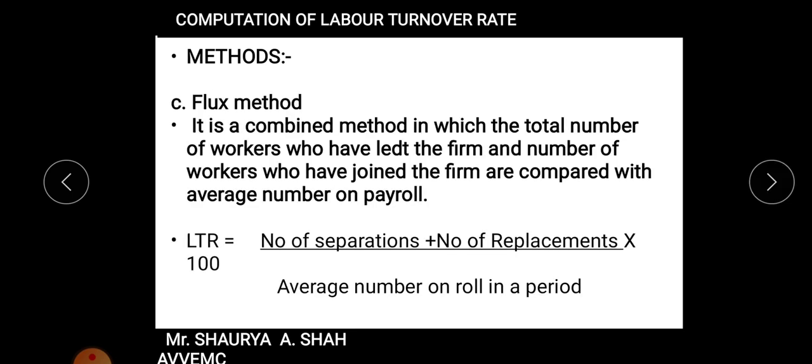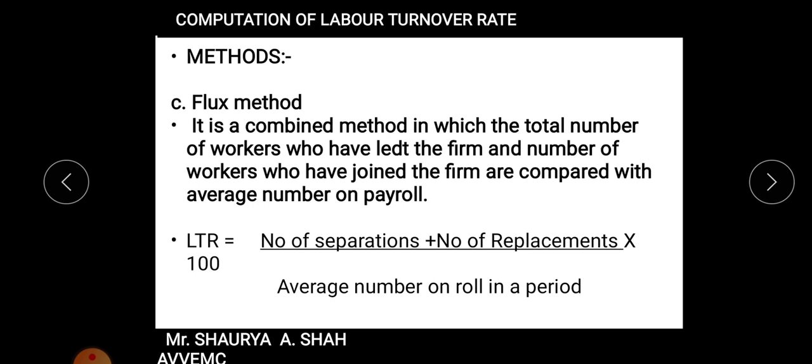Okay, and then the last is flux method. If you are noting down, you can write down flux method is equal to separation method plus replacement method. So you will be getting the answer for the same. I hope it is clear. So this is all, students, in your second part of the chapter.